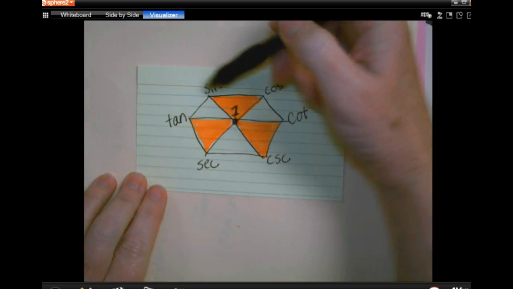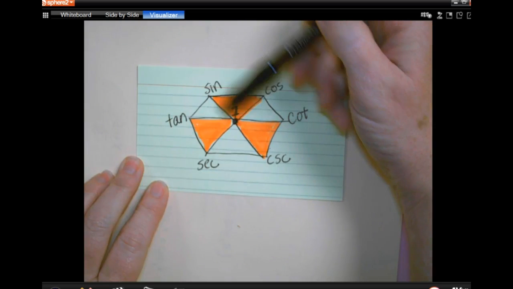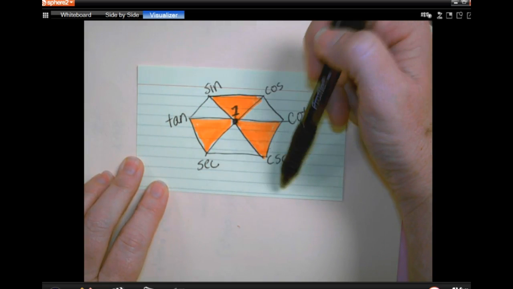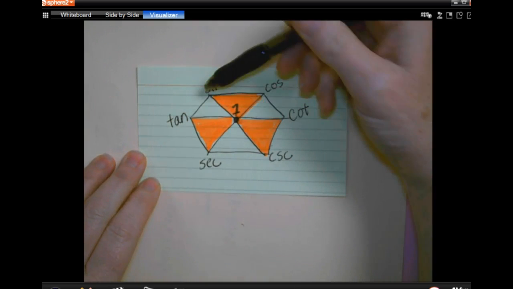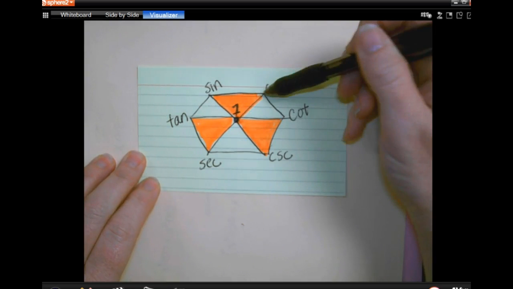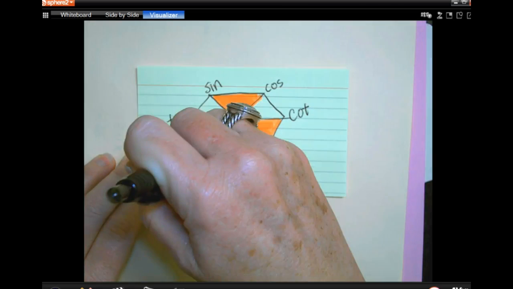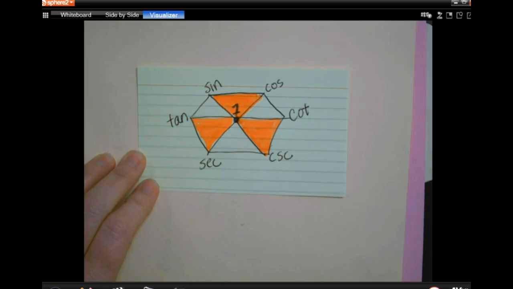Okay. So here's another one. So watch. If I go straight across. When these came together, you were multiplying, right? When you go around the outside, you're dividing. If you go straight across, sine equals 1 over cosecant. Cosine is 1 over secant. Cotangent is 1 over tangent. Okay? So it gives you all the reciprocals.